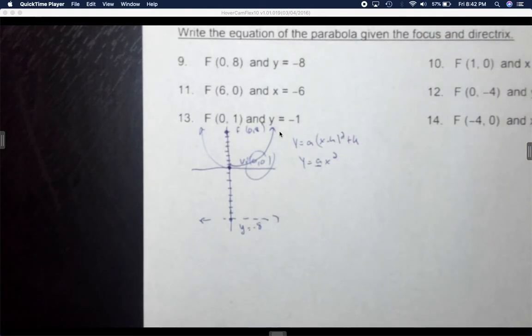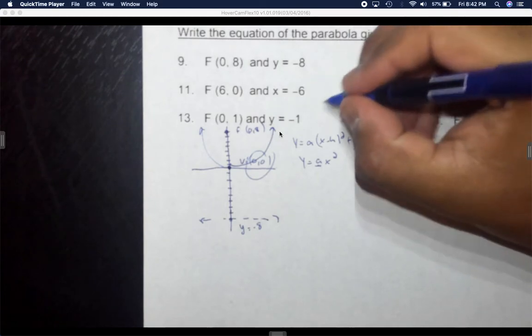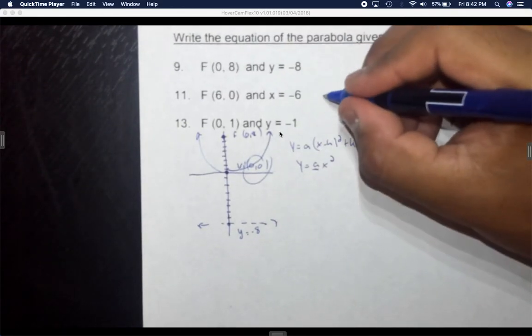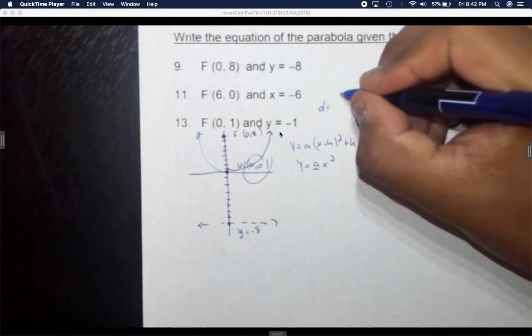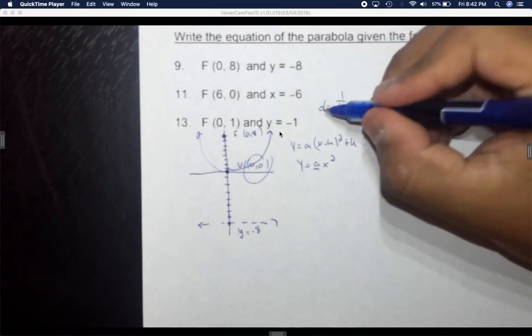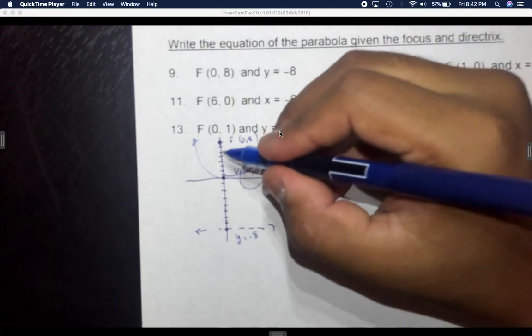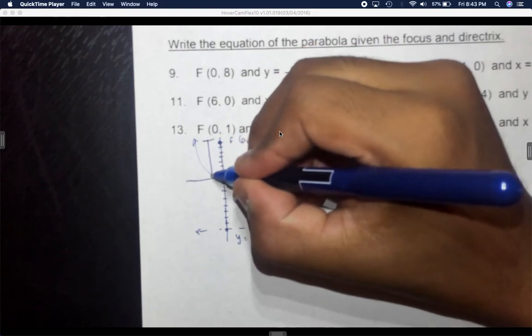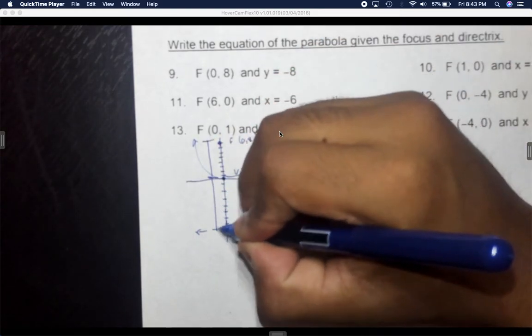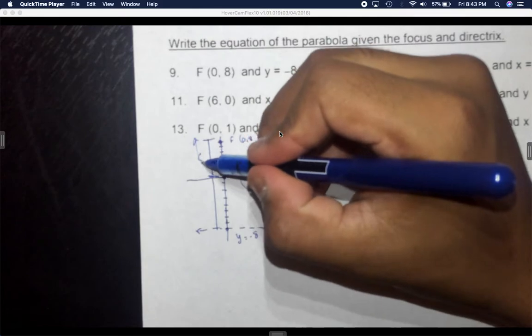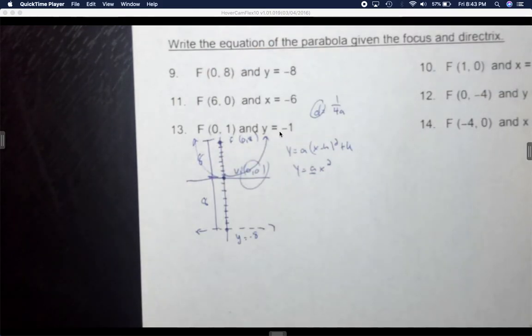Now there's that a. You need to know what that a is. So remember that in the formula, distance equals 1 over 4a. Now, what distance am I talking about? I'm talking about the distance either from the focus to the vertex or the vertex to the directrix. And again, notice that the distance is 8. And 8, again, it's equidistant. It's going to be the same thing.